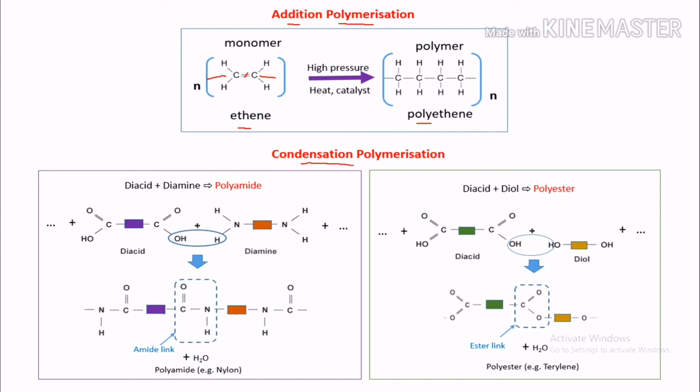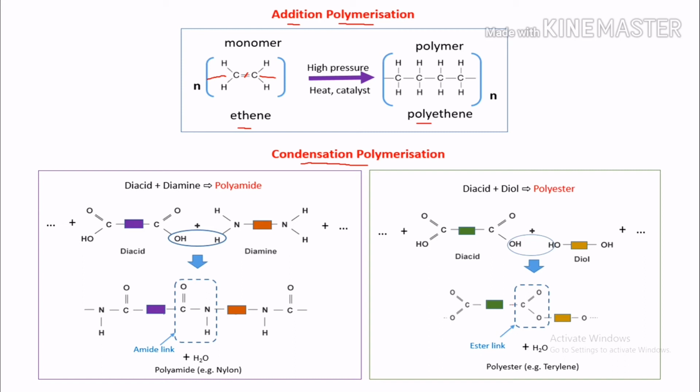The second type of polymers is condensation polymers. We have two types of condensation polymers: synthetic polymers and natural polymers. Synthetic polymers, like for example Terylene, polyester, nylon, polyamide, all of these are names of synthetic polymers. Natural polymers, like for example proteins, polysaccharides, carbohydrates, and so on.